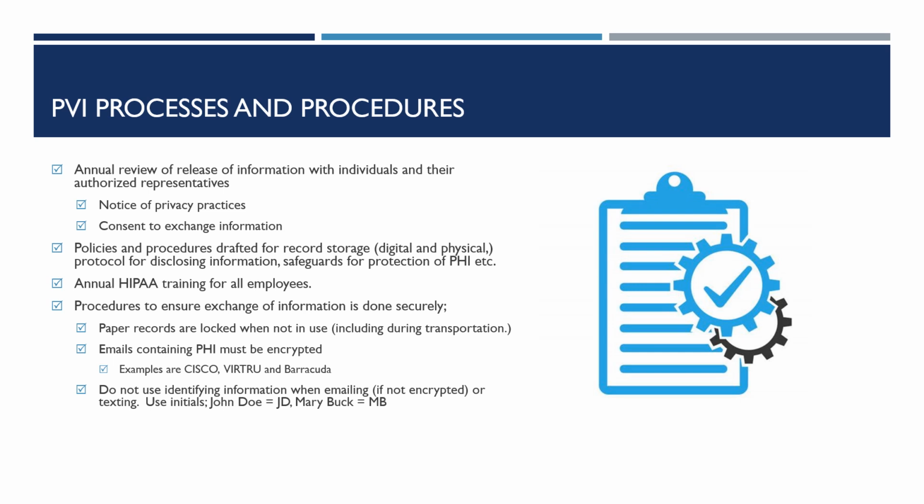Paper records are locked when not in use. Emails containing PHI must be encrypted. Examples of some types of email encryption services are Cisco, Virtru, and Barracuda. We do not use identifying information when emailing or texting. I.e., we would use initials instead of a person's full name. So John Doe would be JD, Mary Beth would be MB.